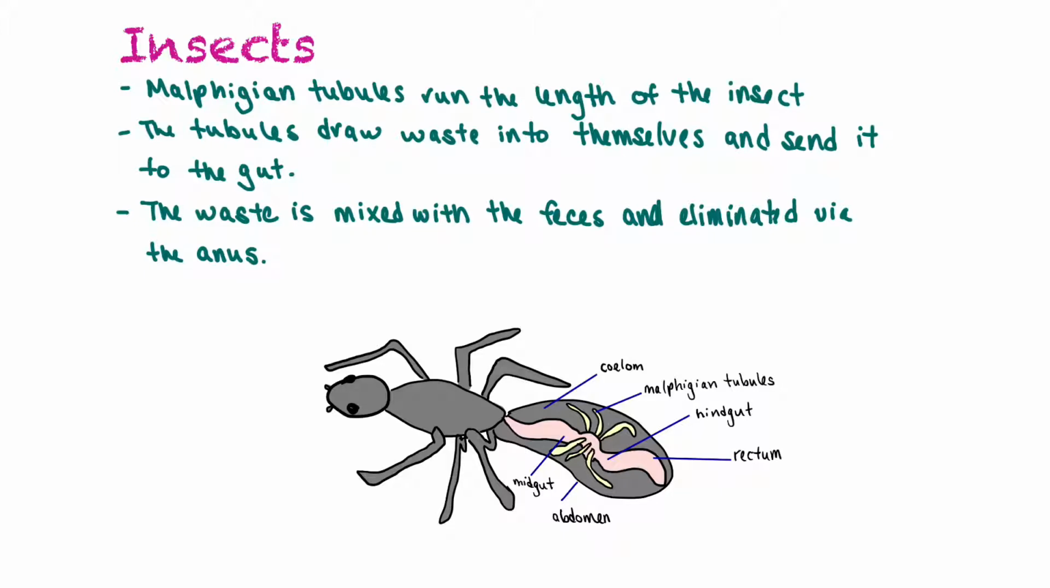Insects use Malpighian tubules to help get rid of waste. So Malpighian tubules run the length of the insect, so it's these yellow structures right here. They look like little finger-like projections. Those tubules will draw waste into themselves and then send it to the gut. And then the waste gets mixed with the feces and eliminated via the anus.